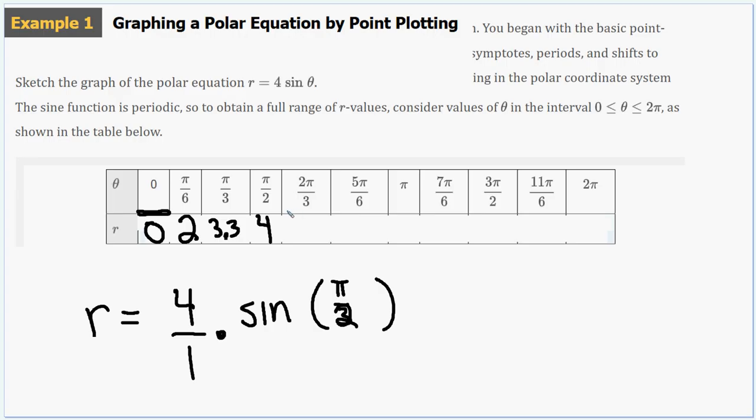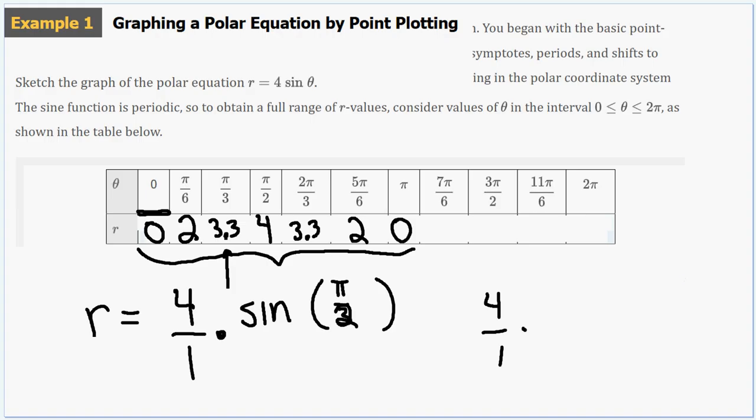Now 2/3 pi. The sine at 2/3 pi is a positive root 3 over 2. So that is also going to turn out to be 2 roots 3, exactly like pi over 3. It's also going to be the decimal 3.3. If we go to 5 pi over 6, the sine of 5 pi over 6 is the sine of pi over 6. It's a half, so a half times 4 is also 2. If we plug in pi, the sine of pi is 0. 0 times 4 is 0. So it looks like we went from 0, our numbers got up to 4, and then they come back down to 0. This might be one full cycle.